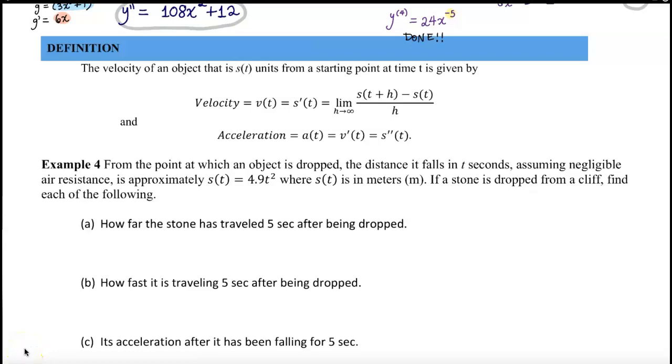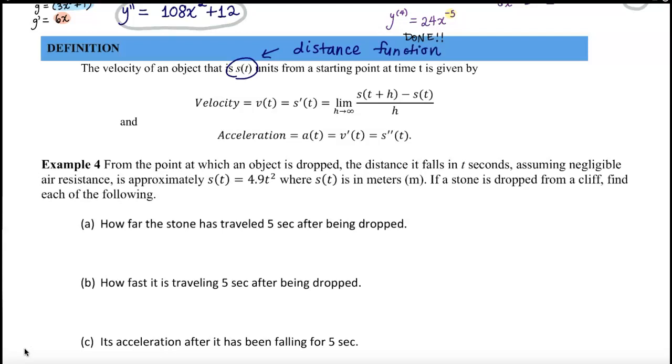Let's look at some application problems of the second derivative, the first derivative and the second derivative. The velocity of an object that is s of t units from a starting point. So s is giving us the distance. Let me go ahead and write that down. So s of t, this is the distance function.